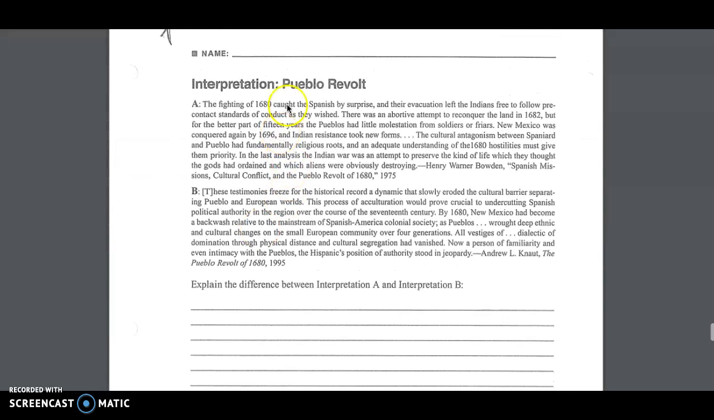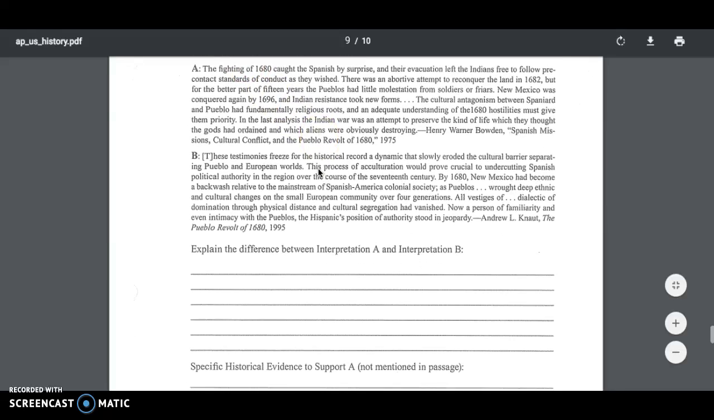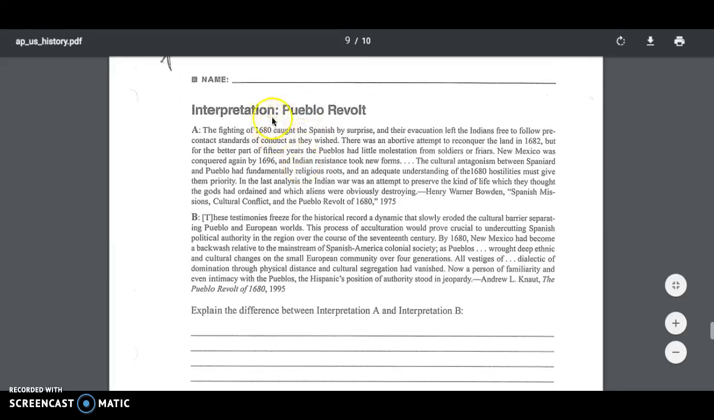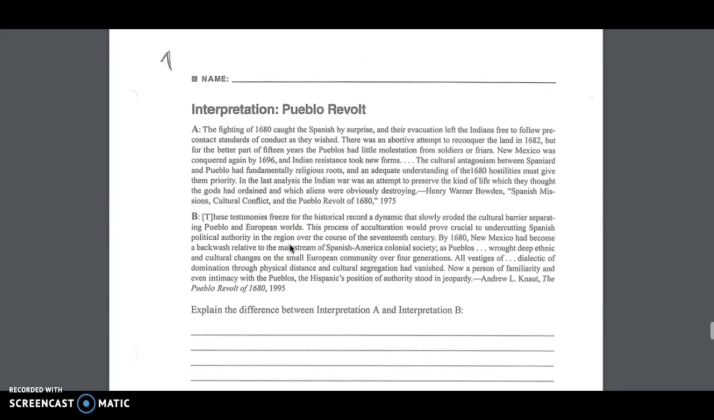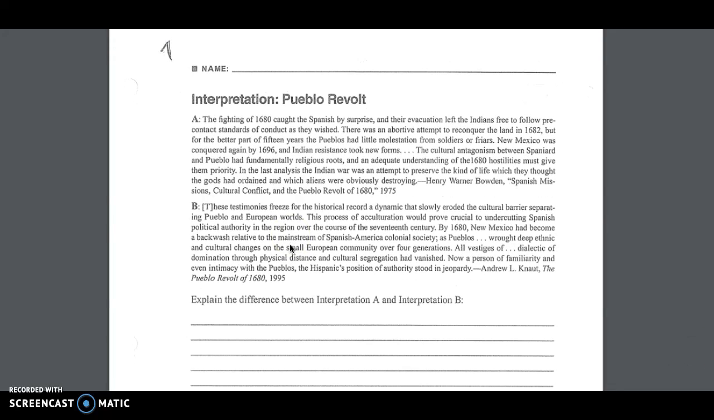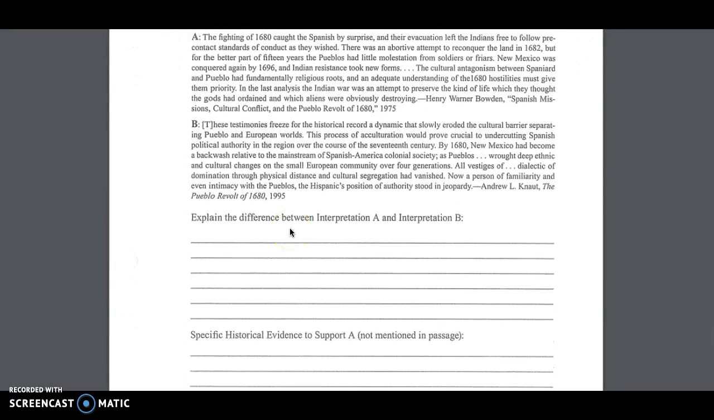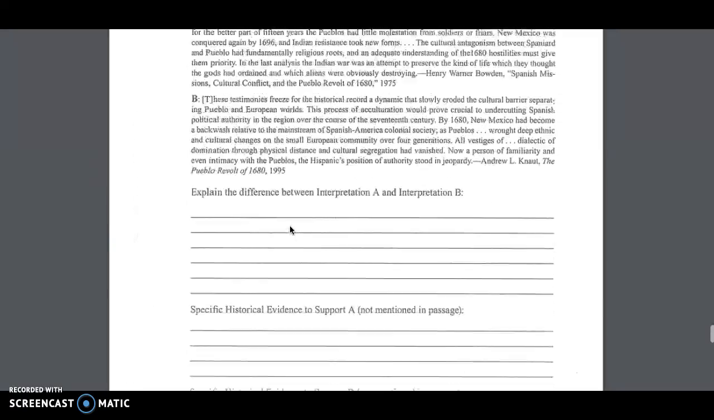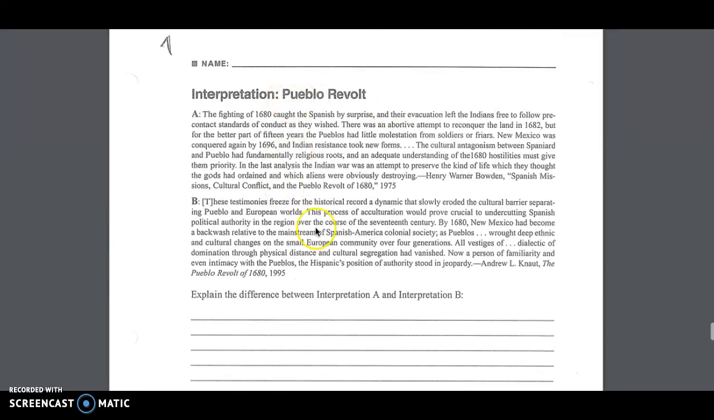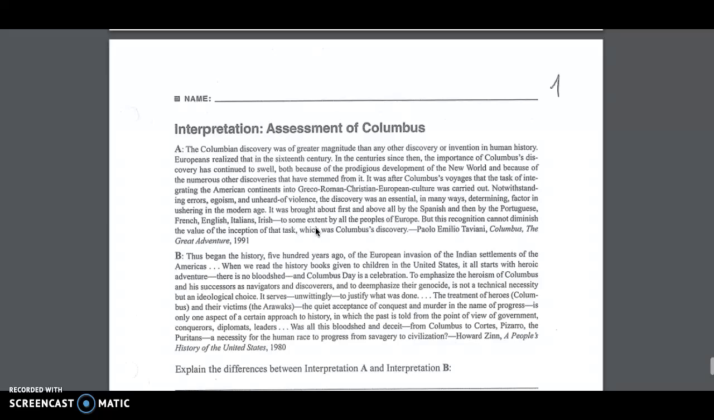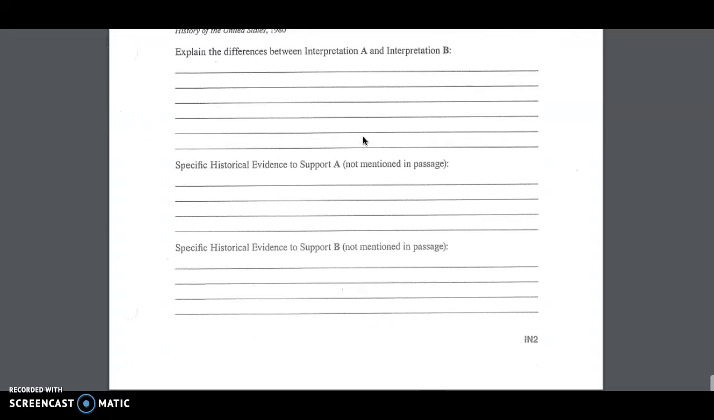One is about the Pueblo Revolt. It's a famous situation that happened in the Spanish colonies, in the North American Spanish colonies. And you can't really do this without doing the reading. You have to understand what the Pueblo Revolt was before you can do this reading. And then this one is two historians and their take on Columbus.